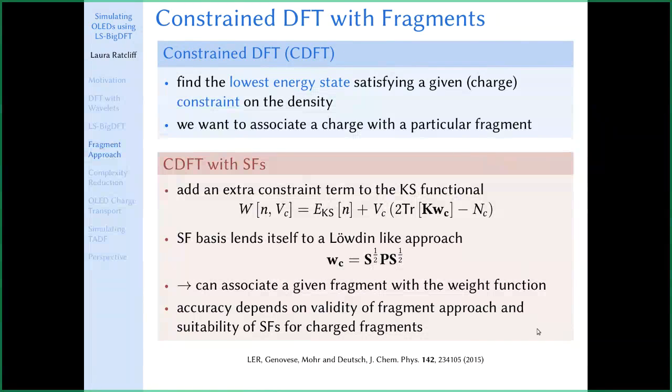So how well does this work? Of course, it depends on how well the fragment approach works. So if we have too much distortion or too closely interacting fragments, maybe it's not appropriate. But in general, this approach works quite well for the types of systems that we're interested in.